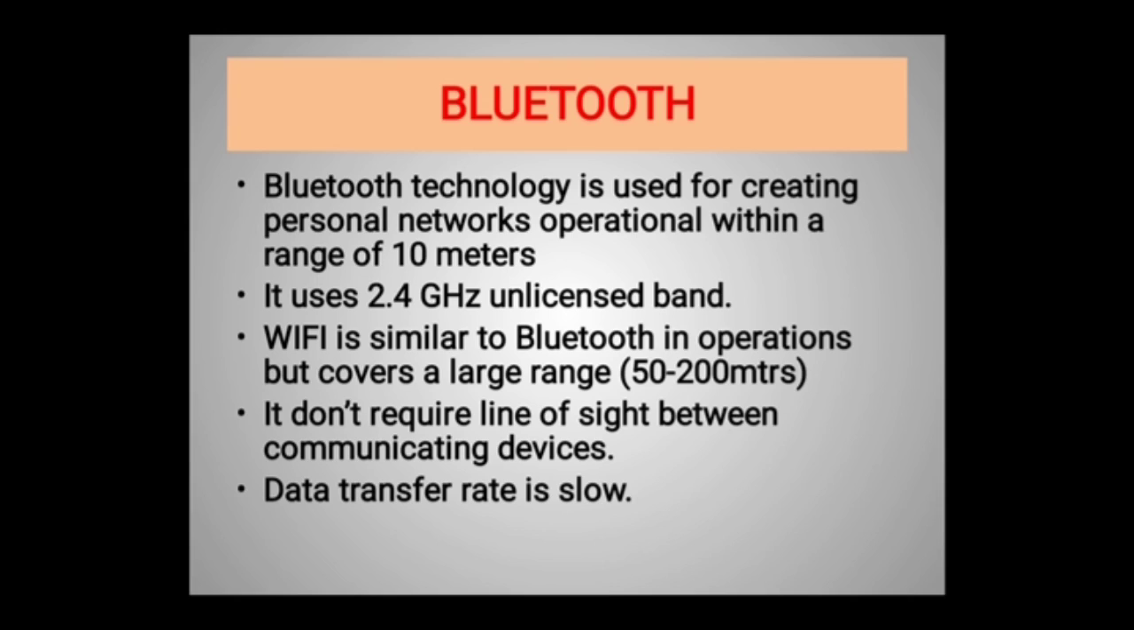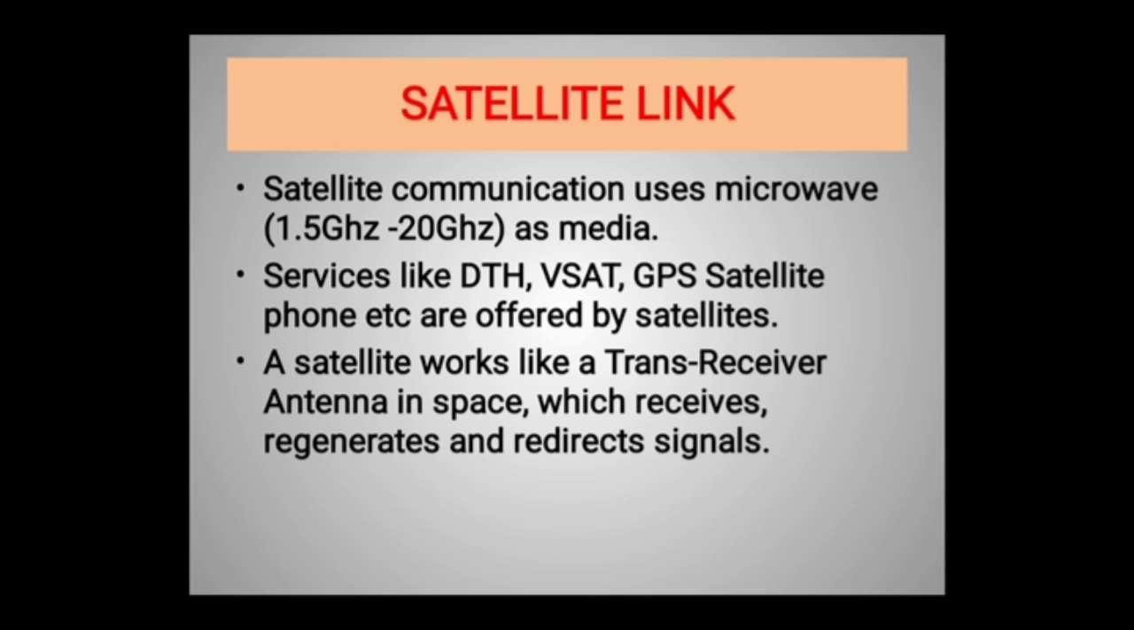Then another well-known technology is Bluetooth. It is used in the range of 10 meters and it uses the 2.4 gigahertz unlicensed band. Data transfer is low in this case, but it does not require a line of sight between communicating devices. We do not need to place the device in one direction; it can be placed anywhere. Wi-Fi is also another kind of Bluetooth, but the area Wi-Fi covers is more as compared to Bluetooth. And last we have the satellite link.